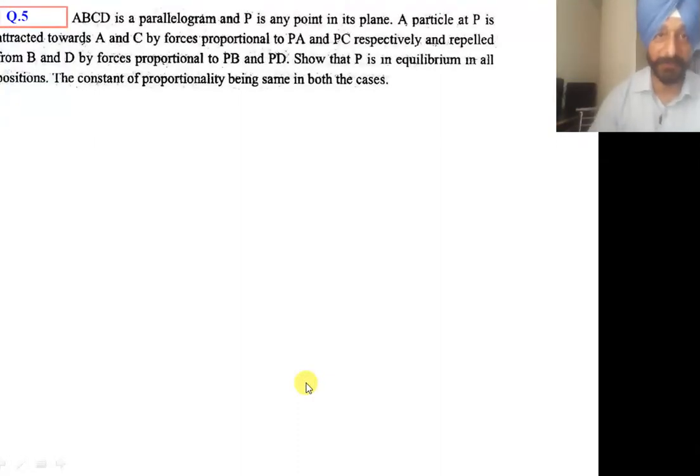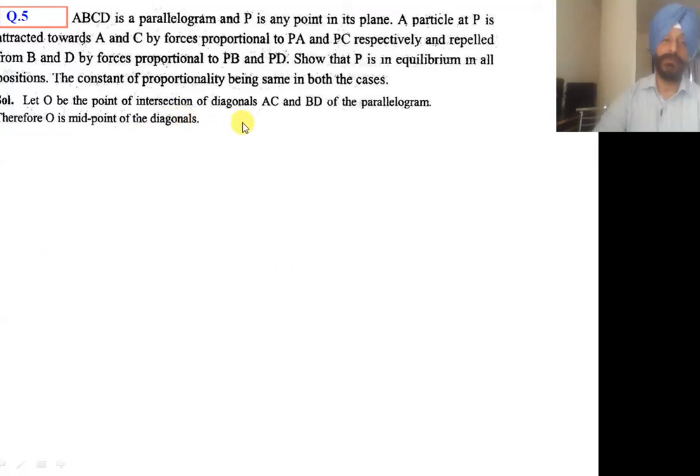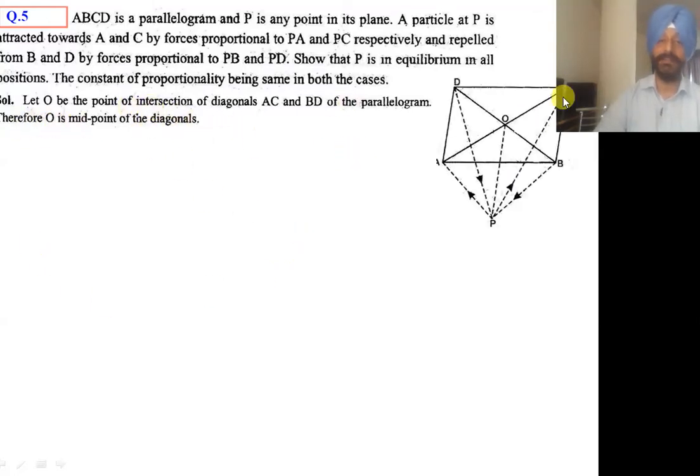Now come to one more question. ABCD is a parallelogram and P is any point in its plane. A particle at P is attracted towards A and C by forces proportional to PA, PC respectively, and repelled from B and D by forces proportional to PB and PD. Show that P is in equilibrium in all positions, the constant of proportionality being the same in both cases. So what we want to show in this question, let's see the figure first of all.